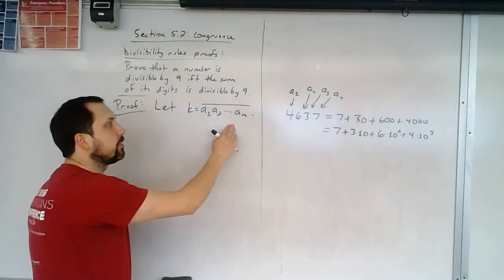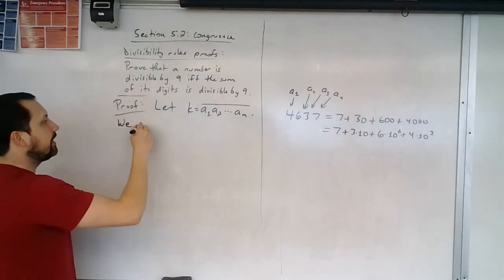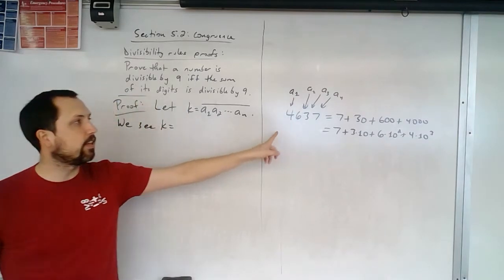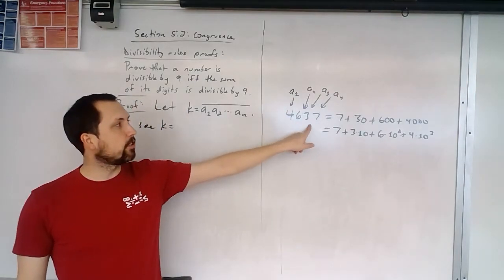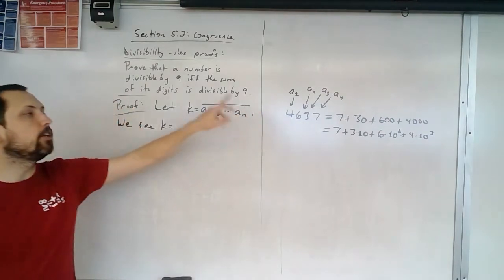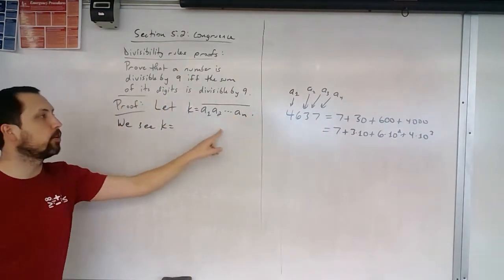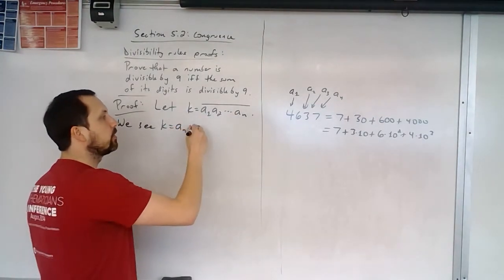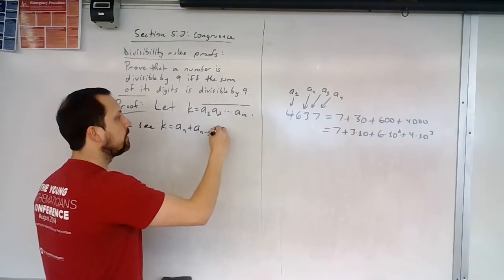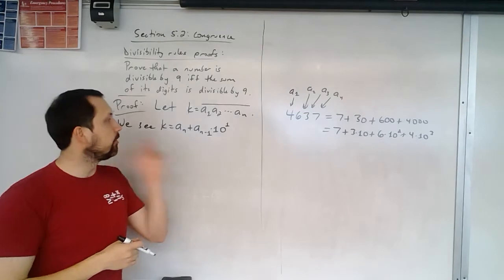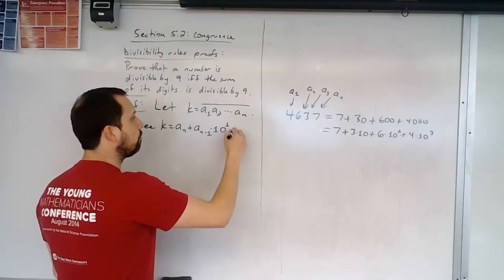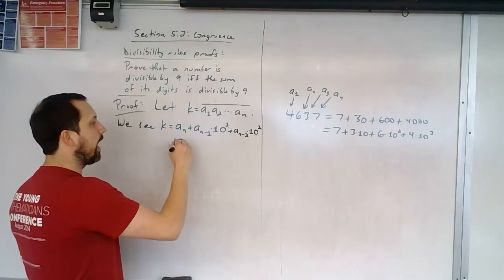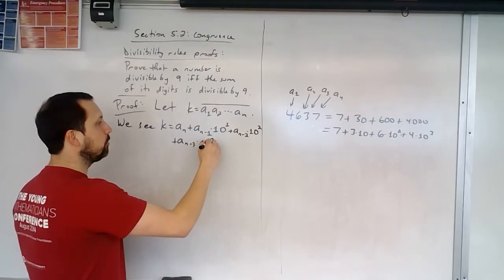Now, what we have is this number k. If we think about the process of how we rewrote 4,637 using powers of 10, I'm going to do the same thing here. So for k, I'm going to start with the last digit. This is going to be a sub n. Then the next one is going to be a sub n minus 1 times 10 to the first. The first term would be times 10 to the 0. We have plus a sub n minus 2 times 10 squared plus a sub n minus 3 times 10 cubed.